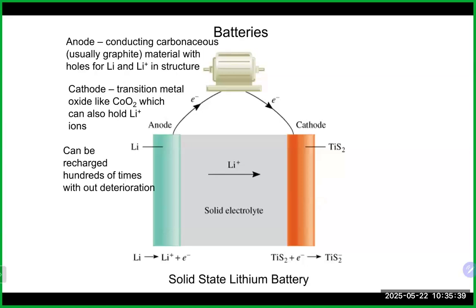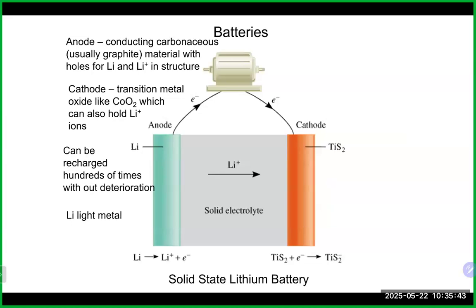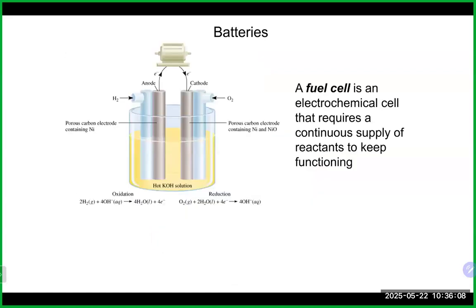This is a lithium solid state battery, and it has a carbon material as its anode, and the cathode is a transition metal. And it actually has holes in it, so as the lithium gets oxidized, those lithium ions can travel through this solid electrolyte. Lithium is a light metal, and that's why a lot of times these types of batteries were used in tools and phones and things like that, because they're light and don't add extra weight.